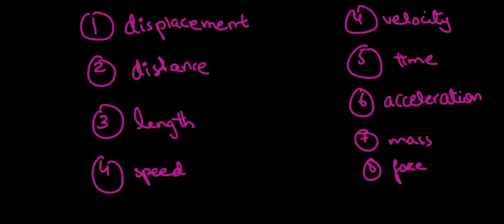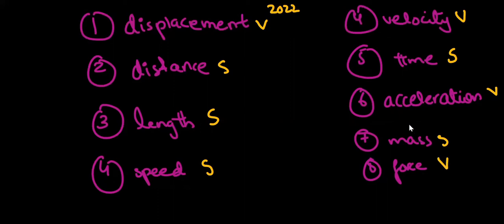Your syllabus also requires you to be able to label these 8 quantities as vectors or scalars. When I say syllabus, I mean the 2022 syllabus for IGCSE and O-levels. You might not know what some of these terms mean, but that's okay because you'll be studying them in the next chapters. For now, you need to know that displacement is a vector, distance is a scalar, length is a scalar, speed is a scalar, velocity is a vector, time is a scalar, acceleration is a vector, mass is a scalar, and force is a vector.